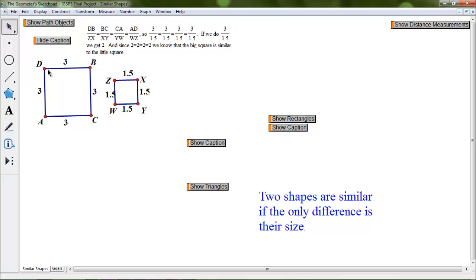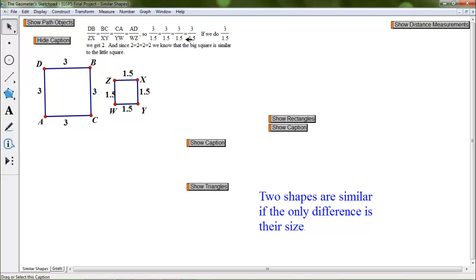So we have side DB over ZX, BC over XY, CA over YW, and AD over WZ. So we get our equation of 3 over 1.5 equals 3 over 1.5 equals 3 over 1.5 equals 3 over 1.5. And if we do 3 divided by 1.5, we get the answer of 2. And we know that all of those equal 2.